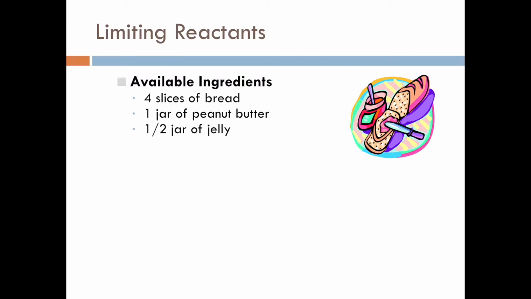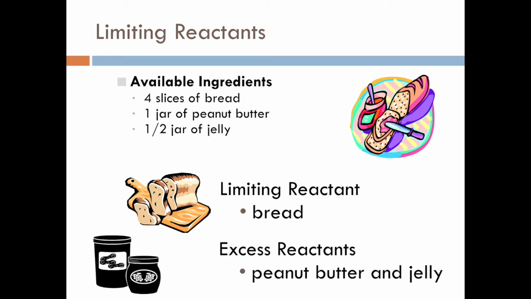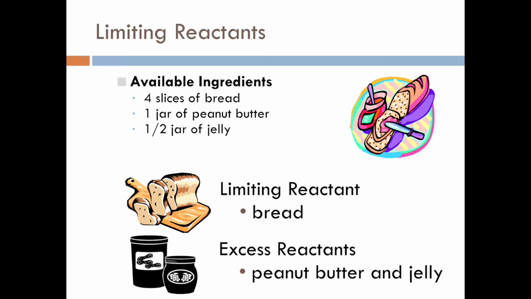If you think about making peanut butter and jelly, and you've got 4 slices of bread and a big old jar of peanut butter and half a jar of jelly, how many sandwiches are you going to make? Well, we know we have 4 slices of bread, so the most we're ever going to make is 2 sandwiches. It doesn't really matter how much peanut butter and jelly we have. The limiting reactant in this case is the bread, and we can't make any more than 2 sandwiches from 4 slices of bread. So in this case, the excess reactants are the peanut butter and the jelly.